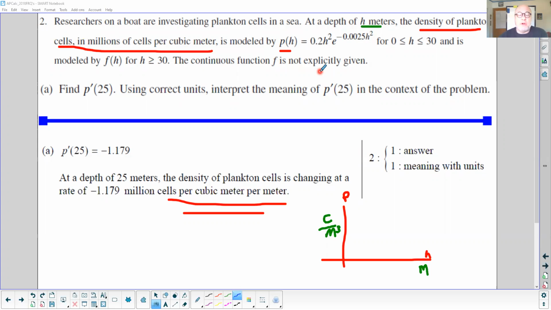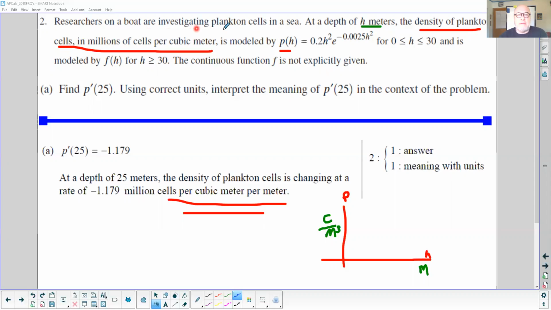Remember, you don't have to be perfect. You don't have to get 100%, but your mission is to stay calm, relax, and try to get every single point that you can. So away we go, the dreaded plankton problem.